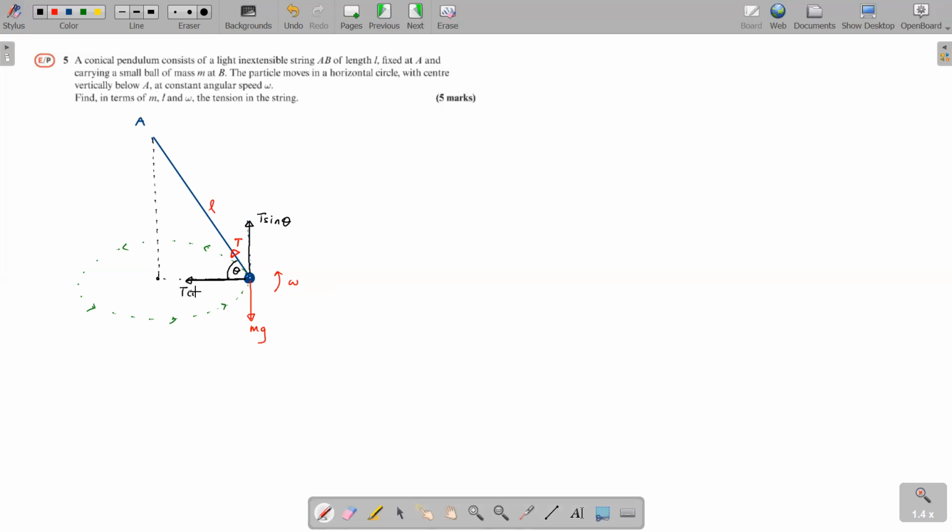And you have here T cos theta, which is the force acting towards the center. Agree? So this is my force diagram. So they're asking you to find, in terms of M, L, and omega, the tension in the string. Okay, so you're supposed to find the tension.